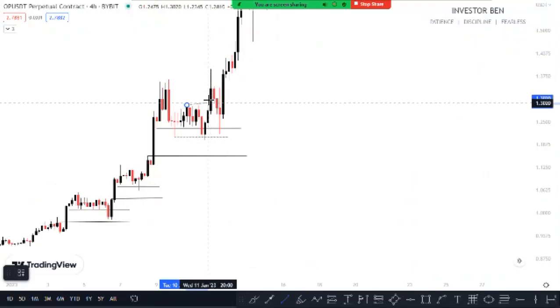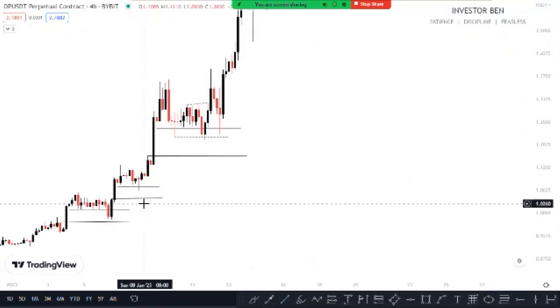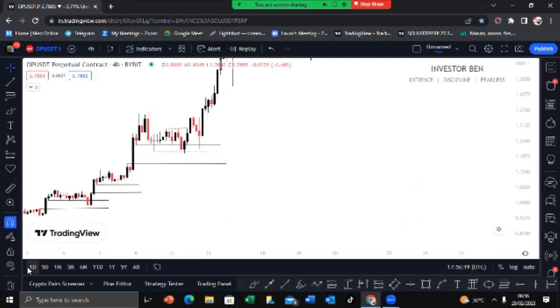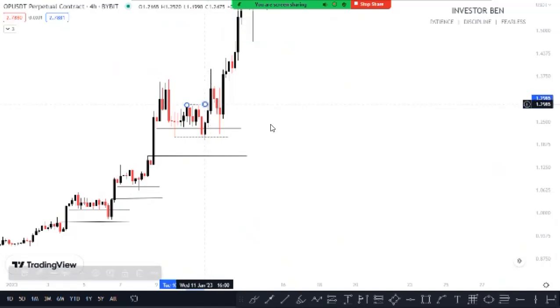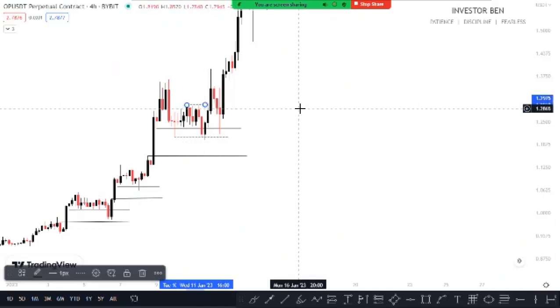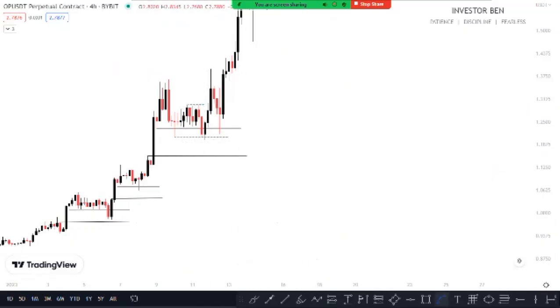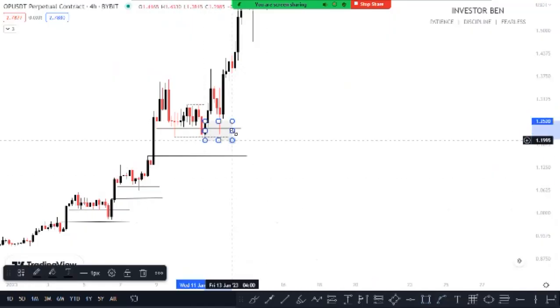You could see it clearly, right? Price created something like, let me remove the magnet. Okay, price created something like a change of character, and then what happened? We return to that, we return to this other block here, right? We return and buy from this other block at this point.